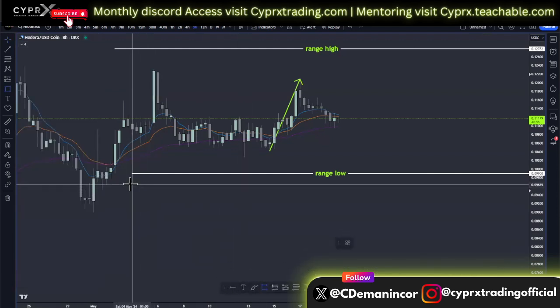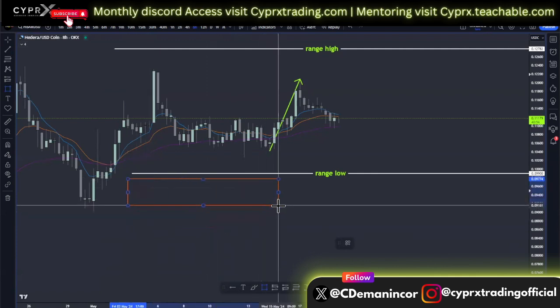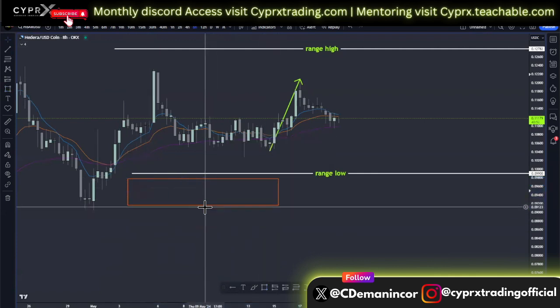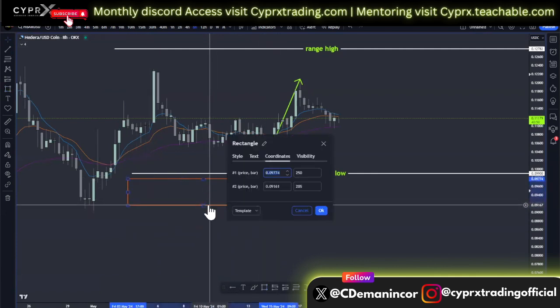So we're clicking open the box tool, and remember, just to edit the box, you double click on it, or you can right click on it. Then this menu is going to pop up. You'll click coordinates, and we're going to type in the top of the delta was 0.98.